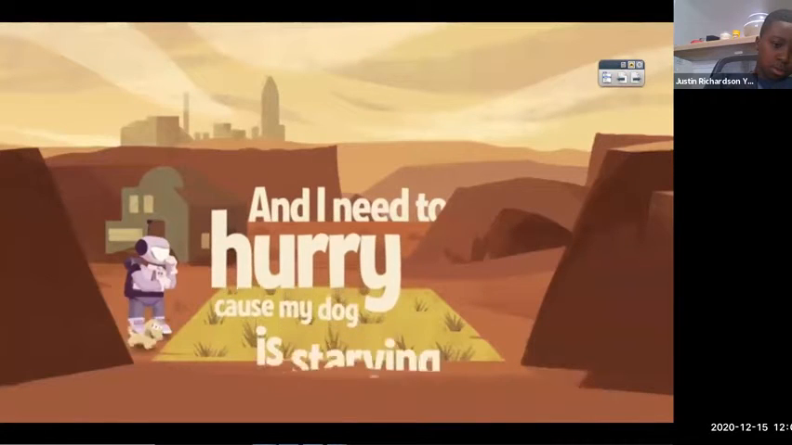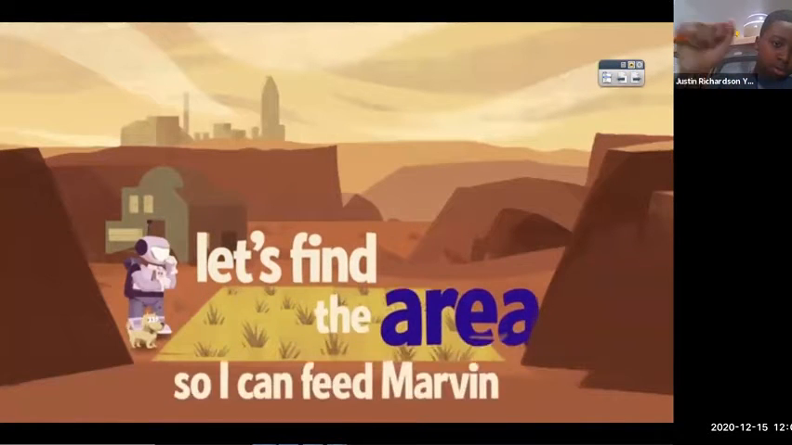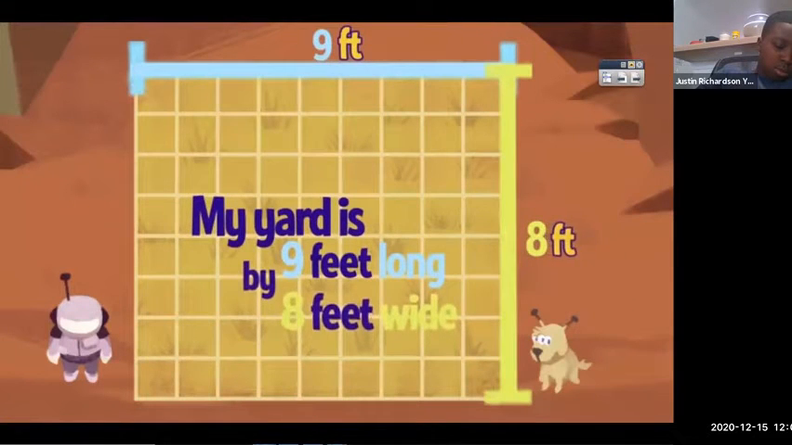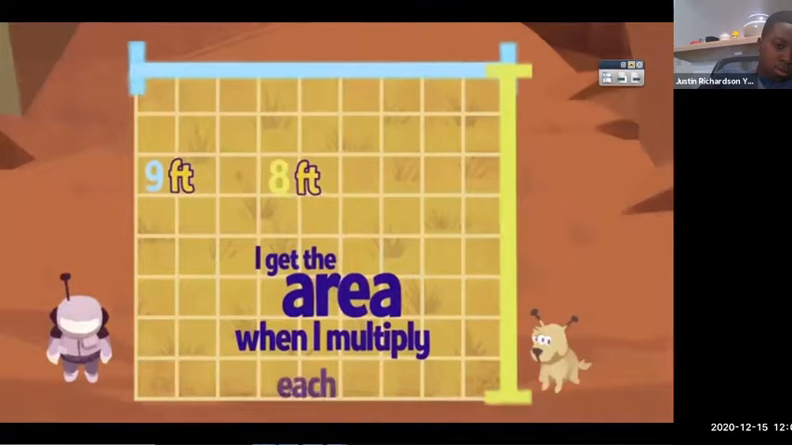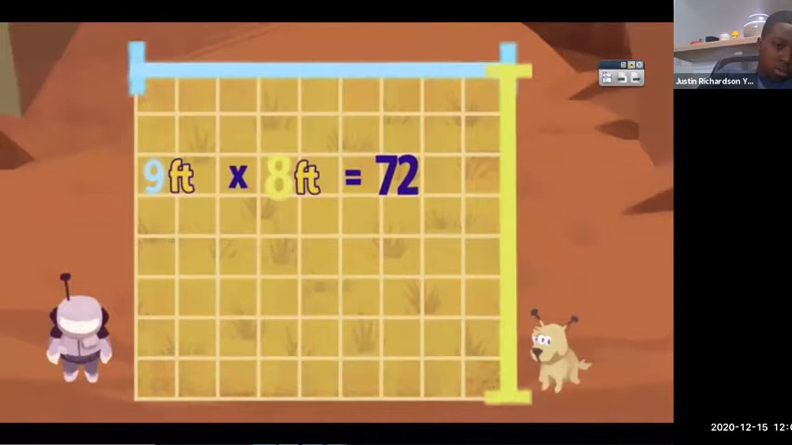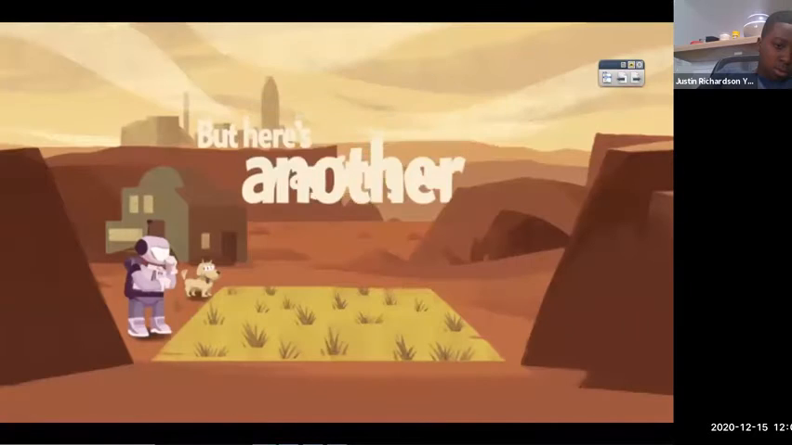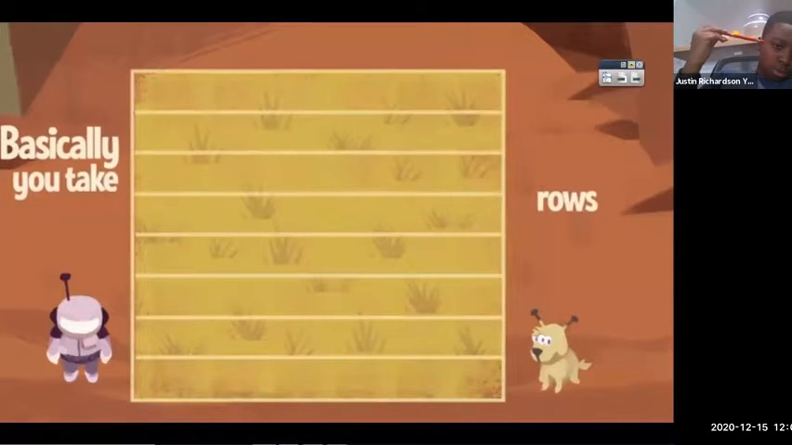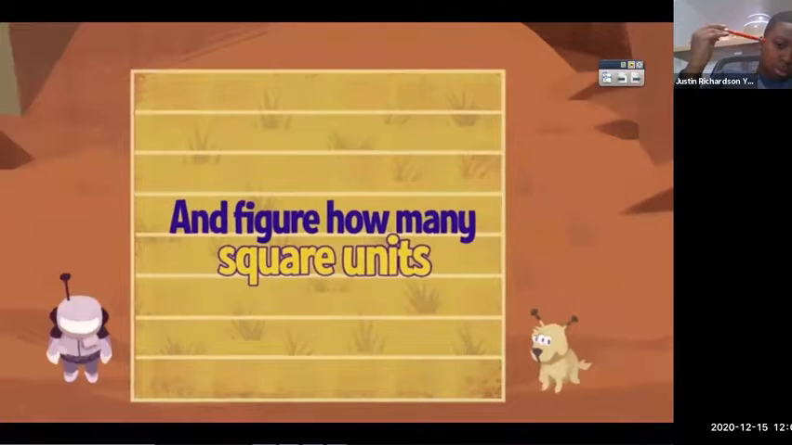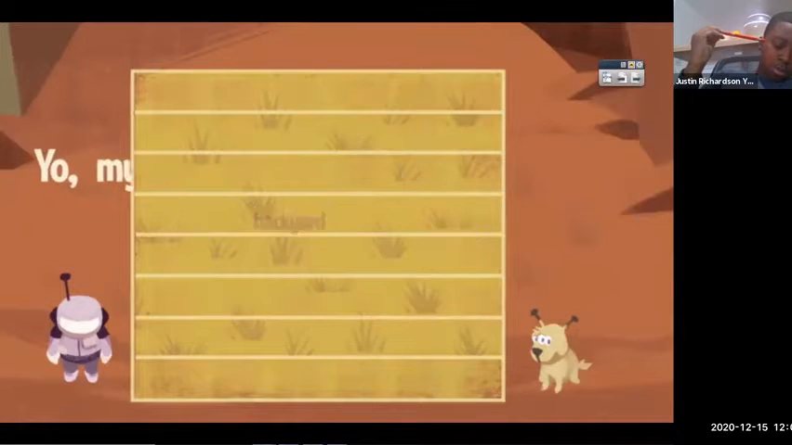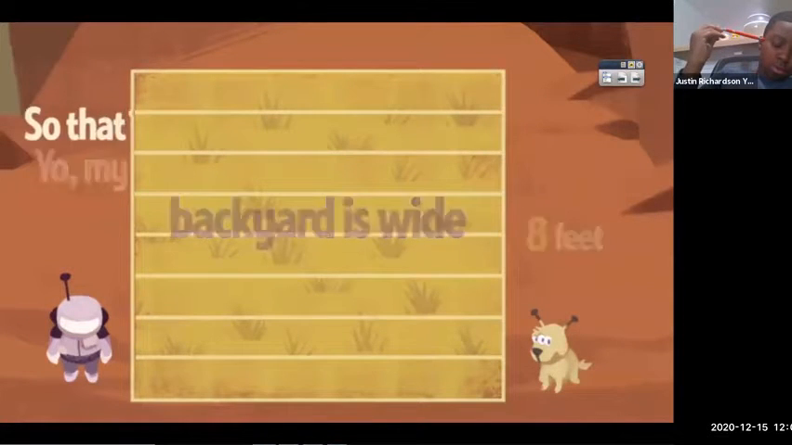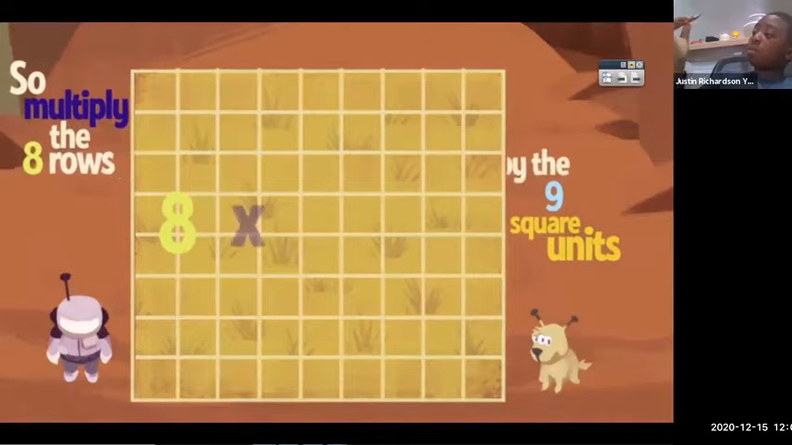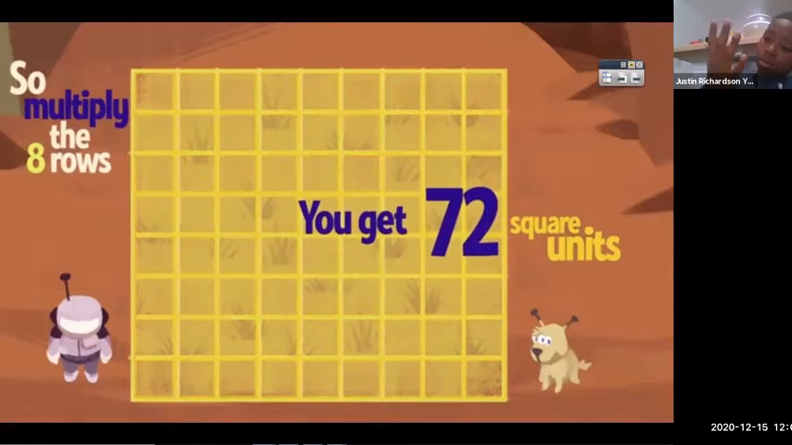And I need to hurry cause my dog is starving. Let's find the area so I can feed Marvin. My yard is 9 feet long by 8 feet wide. I get the area when I multiply each side. And 9 times 8 is 72. But here's another way for you to think it through. Basically you take the rows and figure how many square units fit inside of those. Yo, my backyard is wide, 8 feet. So that's 8 rows with 9 square units in each. So multiply the 8 rows by the 9 square units, you get 72.